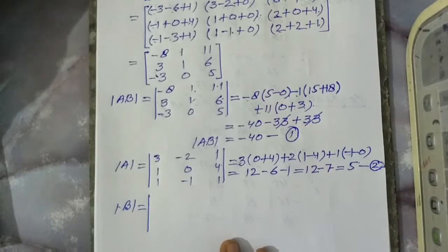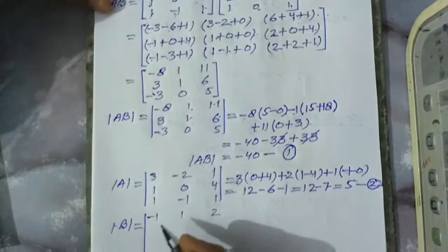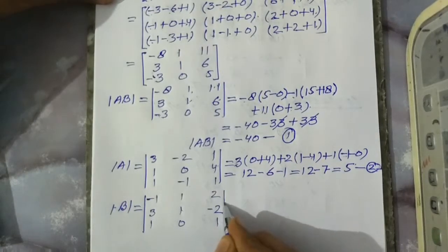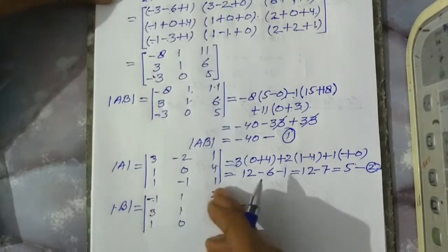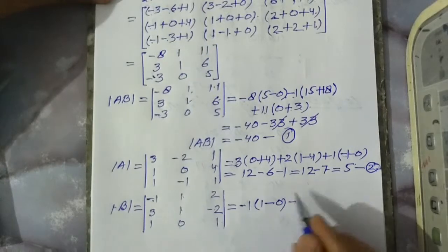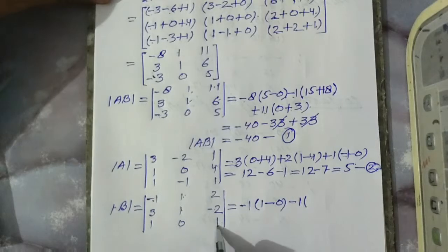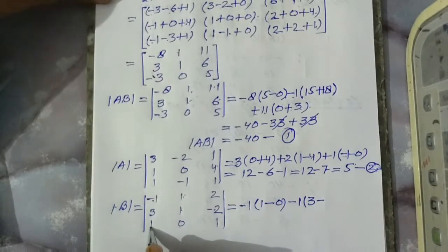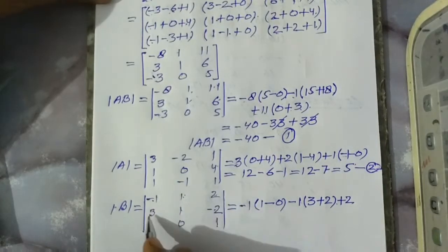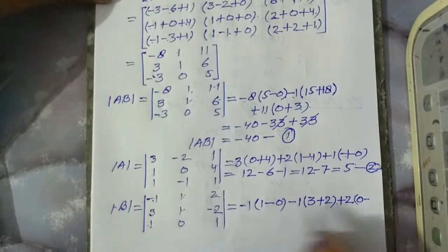So determinant B is, now the B matrix is the matrix minus 1, 1, 2. So first row is minus 1, 1, 2, and the second row is 3, 1, minus 2. And the third row is 1, 0, 1. Now the first element is minus 1, this column and this row vanish, 1 will multiply 1, 1, minus, minus 2 into 0, 0. Then minus with the next element, bracket, this column, this row vanish, cross multiply 3, 1, 0, 3, minus, minus 2 into plus 1, minus 2, minus, minus becomes plus 2, and then next element is plus 2, and this column and this row vanish, 3 zeros are 0, minus 1 ones are 1.